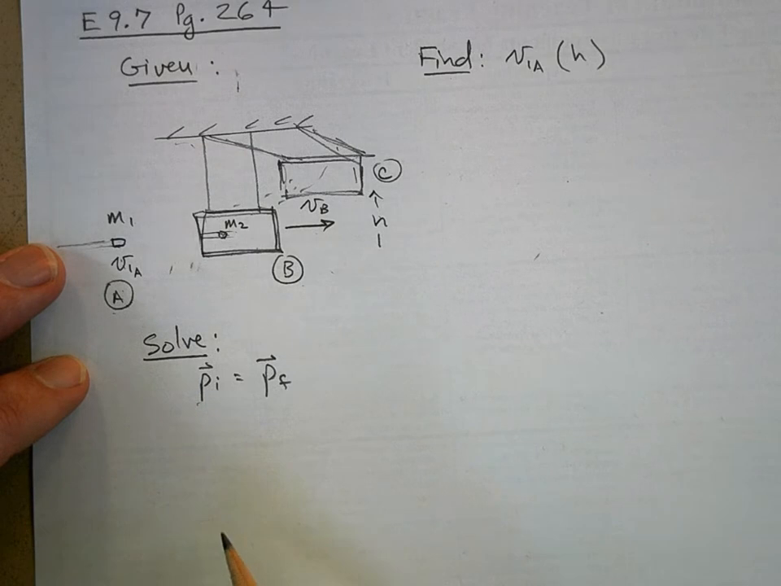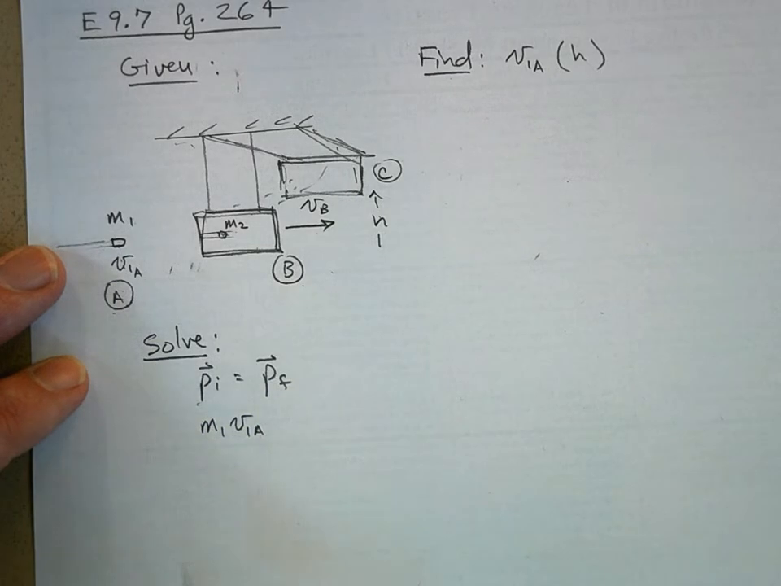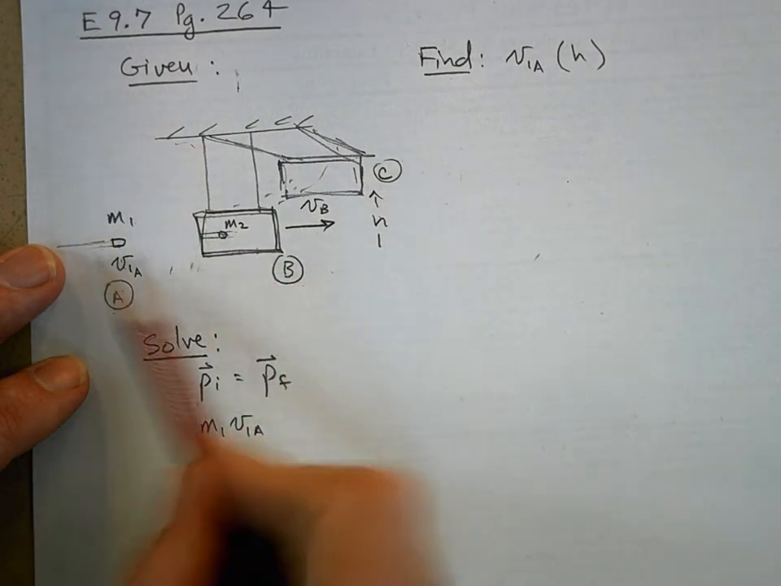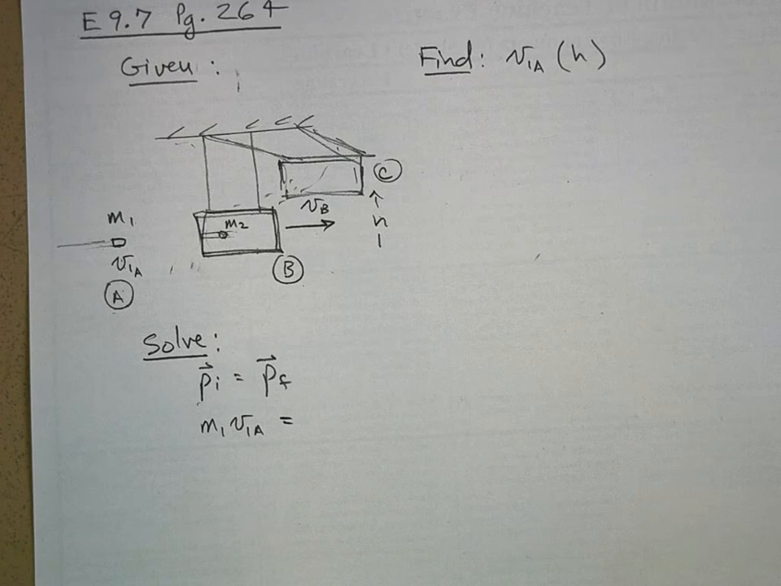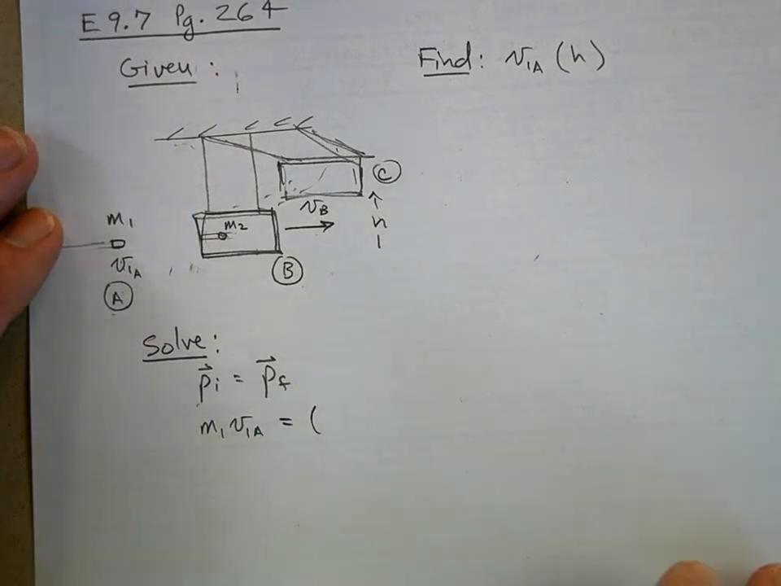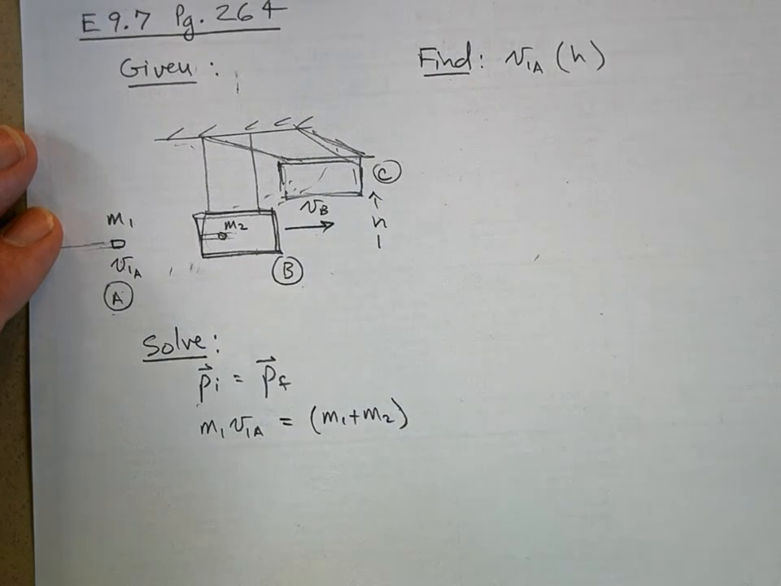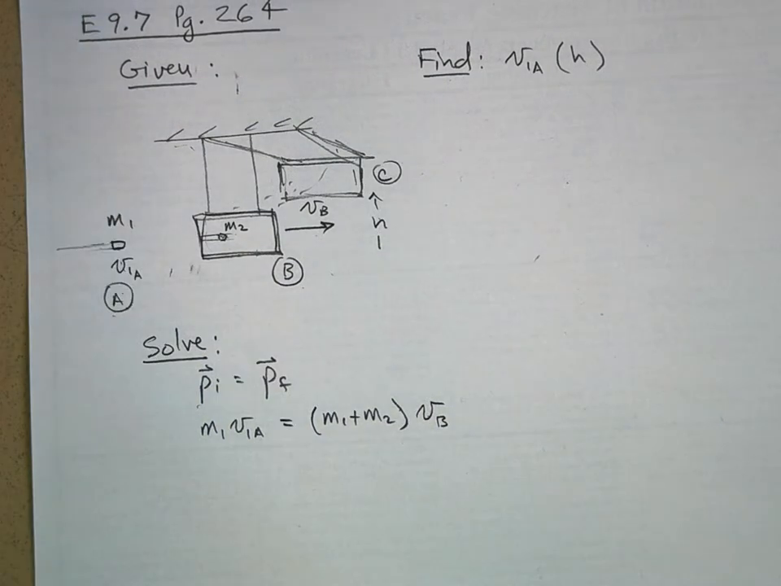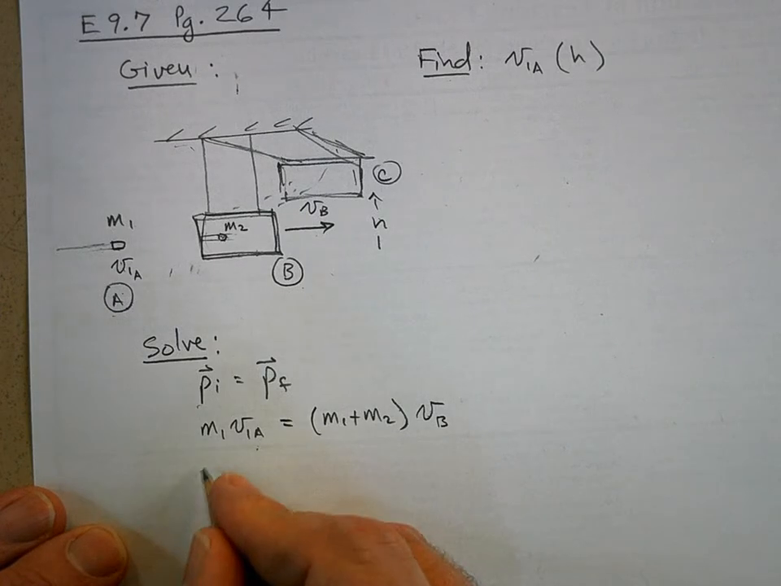And so this becomes M1 V1A, and that's it, because initially this block isn't moving. All the momentum is in that bullet. Now, after they collide, they are moving together, so they have the same final velocity. So we'll go M1 plus M2 times the velocity after the collision, which we'll call velocity B. Okay, so now we have an expression with velocity 1. I can solve for velocity 1. Let's just go ahead and do that.